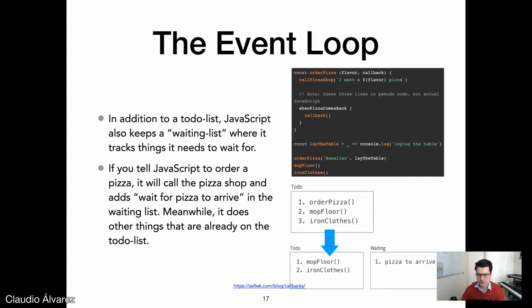So in addition to a to-do list, or the stack I showed previously, JavaScript also keeps a waiting list where it tracks things it needs to wait for. Entonces, aparte de esta lista to-do, aparte de este stack, ¿ya? Hay una lista de tareas en espera, por decir.